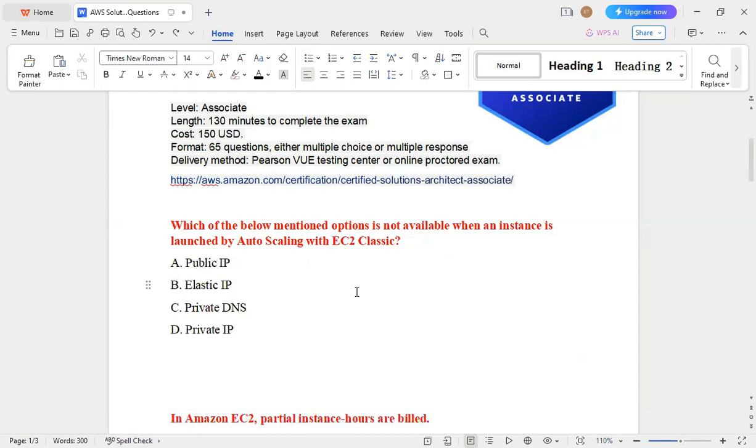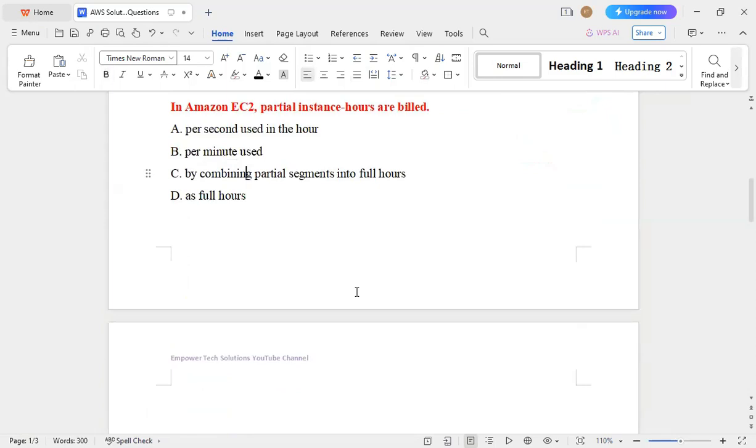So let's move to other question. In EC2, partial instance hours are billed. So the options are per second, in hour, per minute, used by combining partial segments into the full hours. Remember, the partial instance hours are billed to the next hours. Even if you are going to use 1 minute or 1 second, they are going to charge you as a full hour. So the option is D.